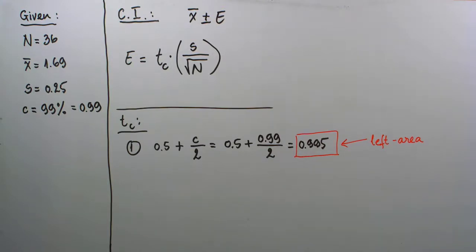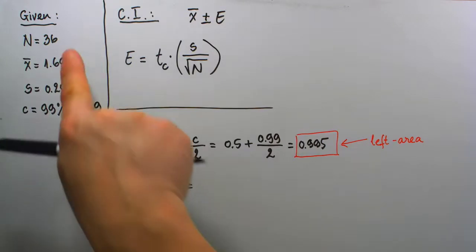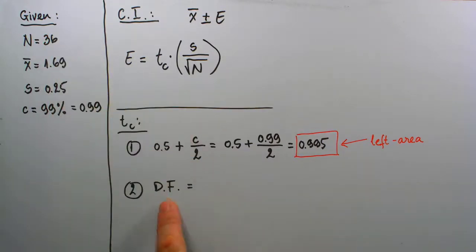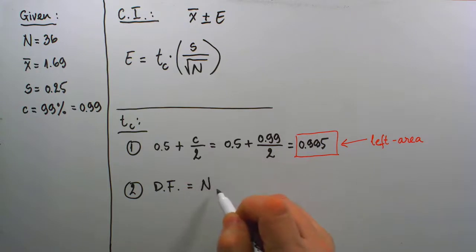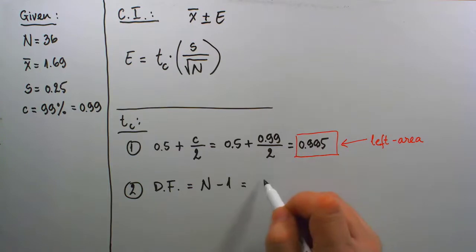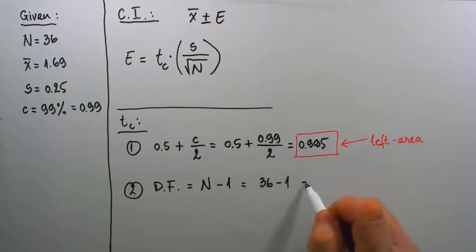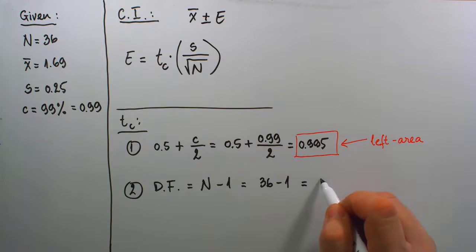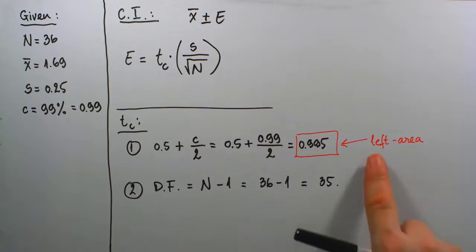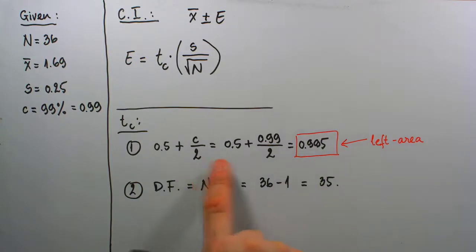So after finding left area by going 0.5 plus half of our confidence level, step 2 now is to quickly calculate our degrees of freedom in this sample. At sample size 36, our degrees of freedom is going to be n minus 1, the sample size minus 1. So 36 minus 1, and we're now looking at degrees of freedom for this sample, 35.